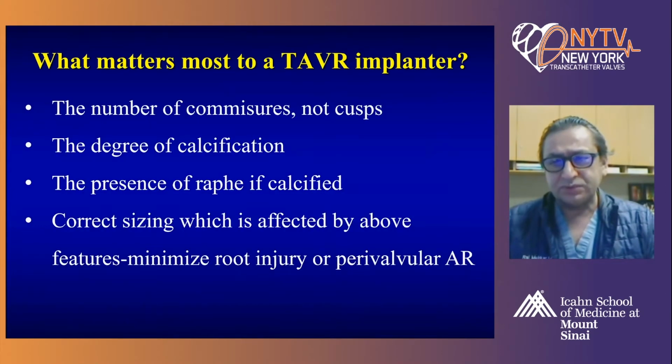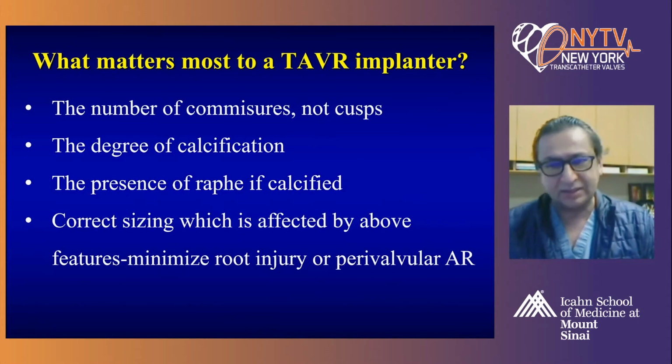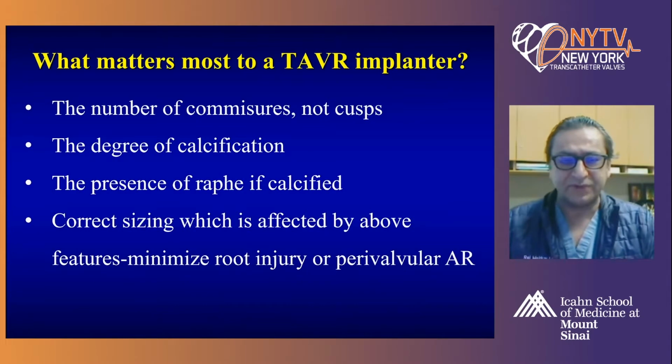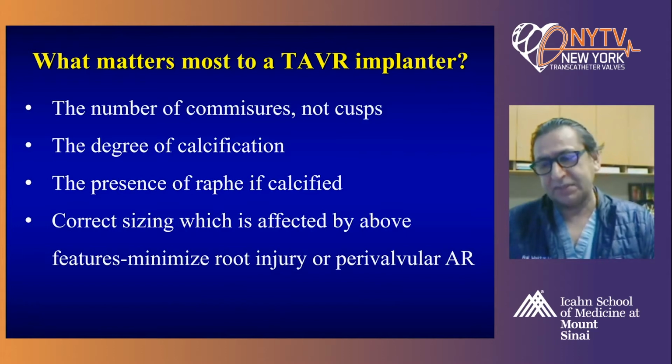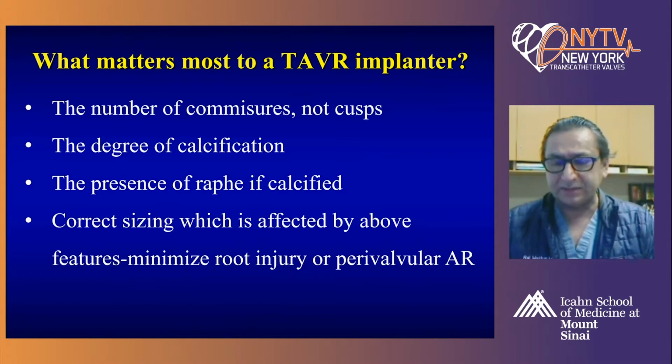So what matters most to a TAVR implanter is the number of commissures more than the number of cusps, the degree of calcification, the presence of raphe, especially if it is calcified, and correct sizing, which is affected by all of the above features, in fact, to minimize not only root injury, but also to reduce paravalvular aortic regurgitation.